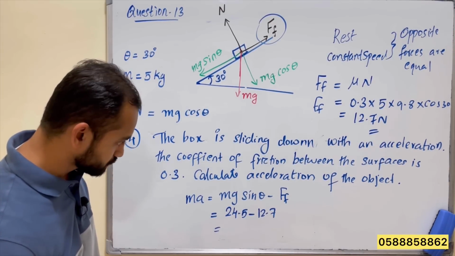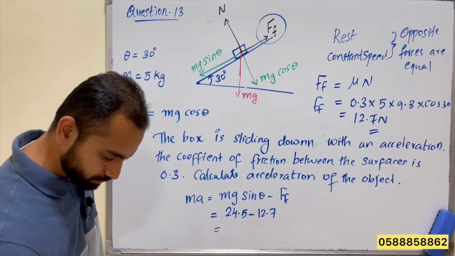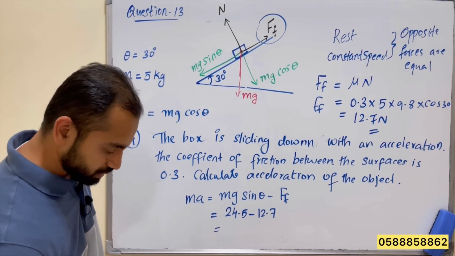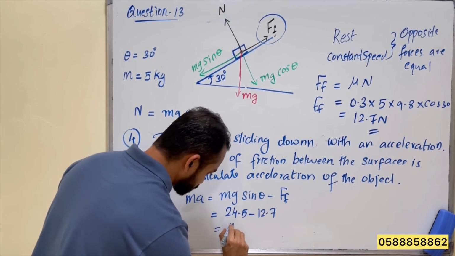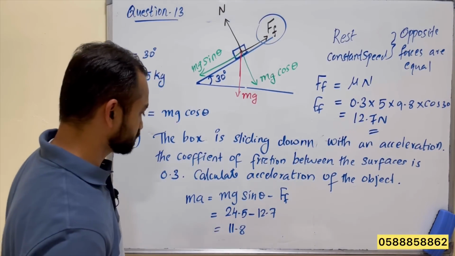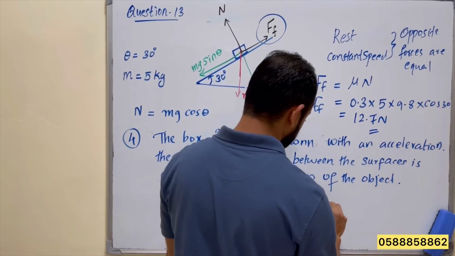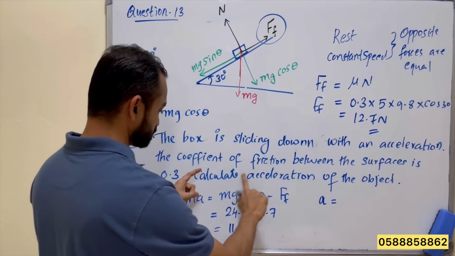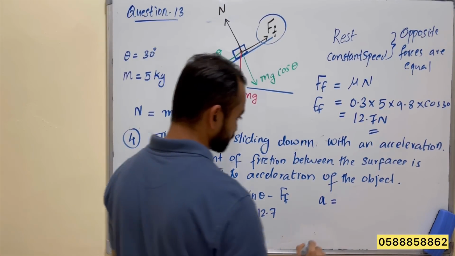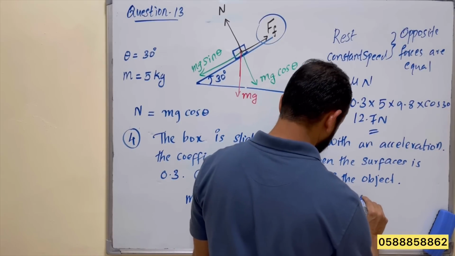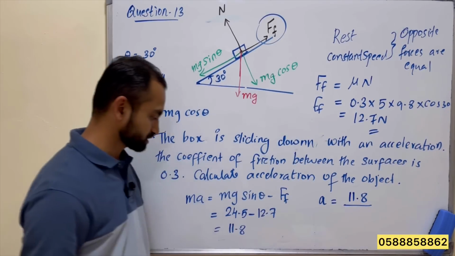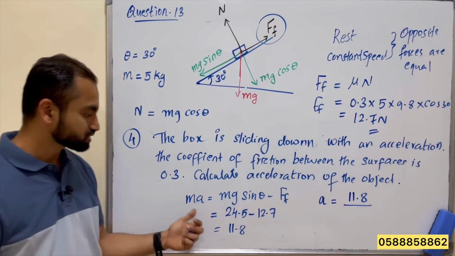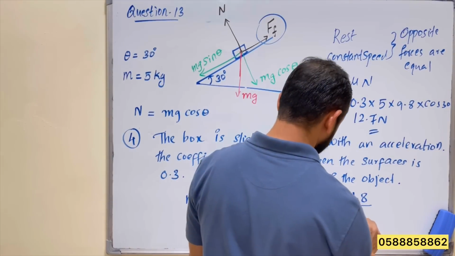24.5 minus 12.7, which equals 11.8. So mass multiplied by acceleration is 11.8. So what is the acceleration? Acceleration is equal to net force divided by mass. So 11.8, because mass multiplied by acceleration is 11.8. So what is acceleration? 11.8 divided by mass.